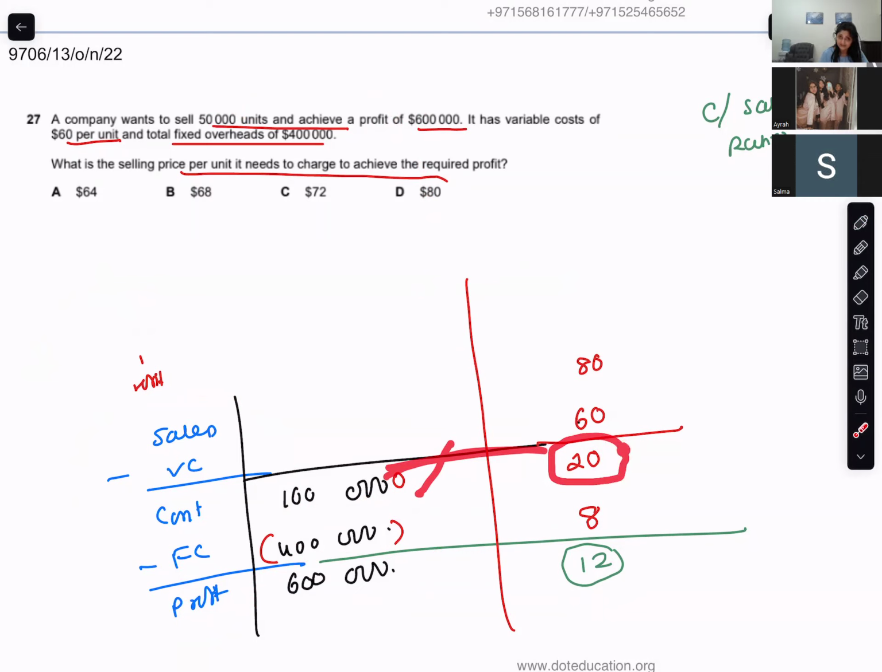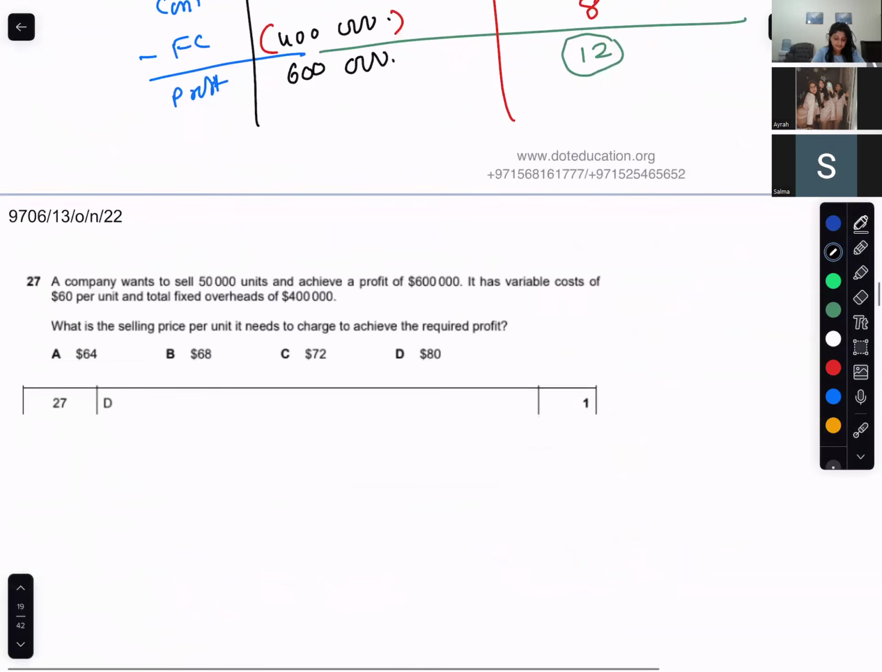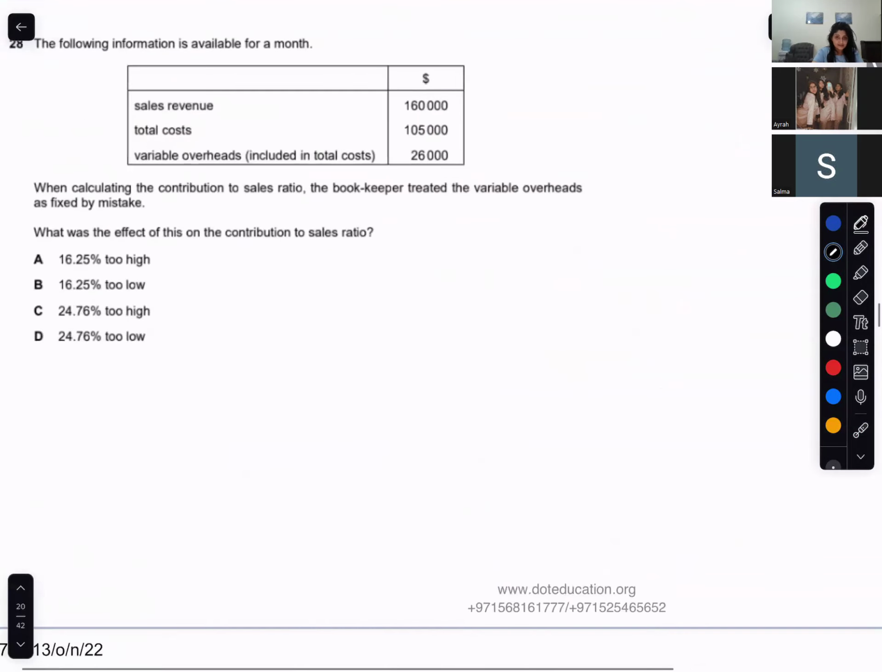Are you with me? Yeah. I already know my variable cost, that is 60. So to get this profit of 12, I need to sell my products at 80. So if I sell it at 80, 50,000 units, I am going to make my target profit of 600,000. We just did reverse and per unit. Are you with me? Yeah. So the answer is option D. Yes. Let's go to the next one.